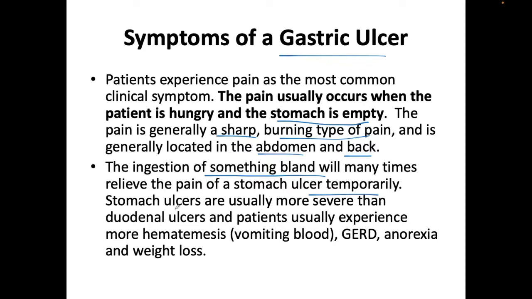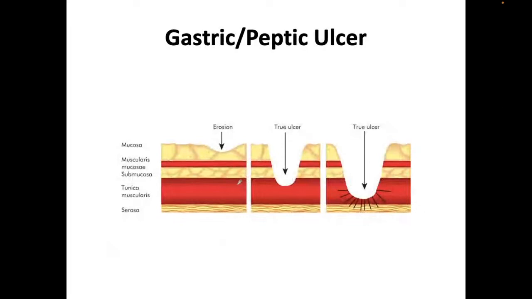The stomach ulcers are usually more severe than duodenal ulcers, and patients often experience more hematemesis, which is the vomiting of blood, GERD, gastroesophageal reflux disease, anorexia, and weight loss.